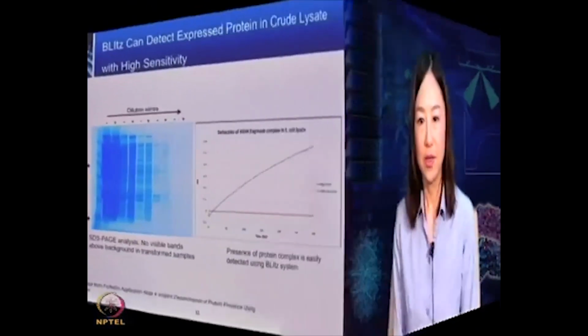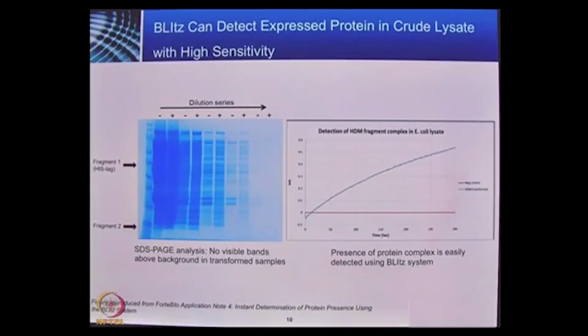From this gel, we can see that we cannot tell whether the two proteins are expressed in the E. coli or not, because there is very high background on the SDS-PAGE gel. So how can we do that? The researchers in this particular study used the BLITZ platform to analyze the expression of the molecules in the E. coli.